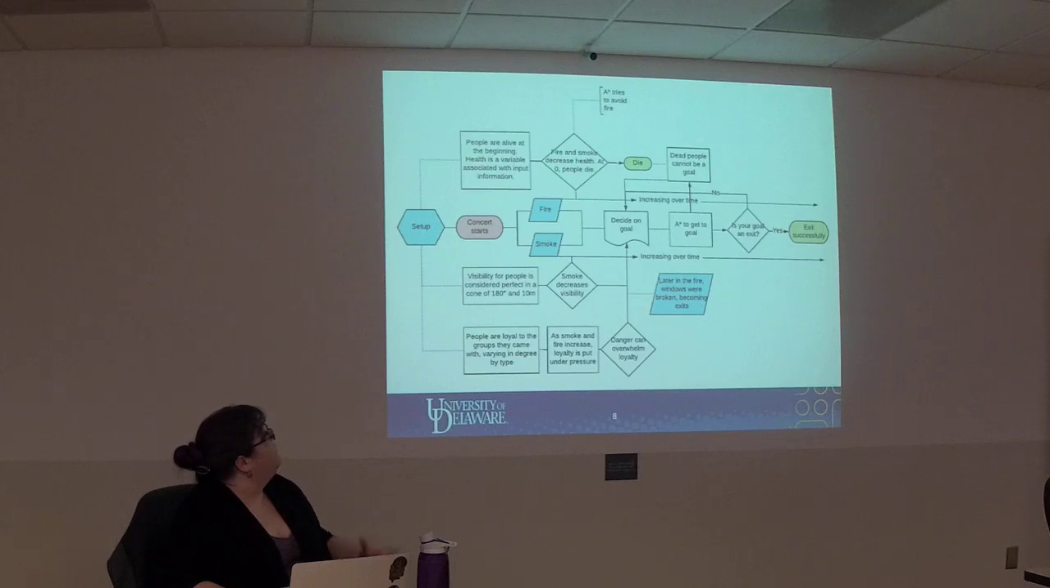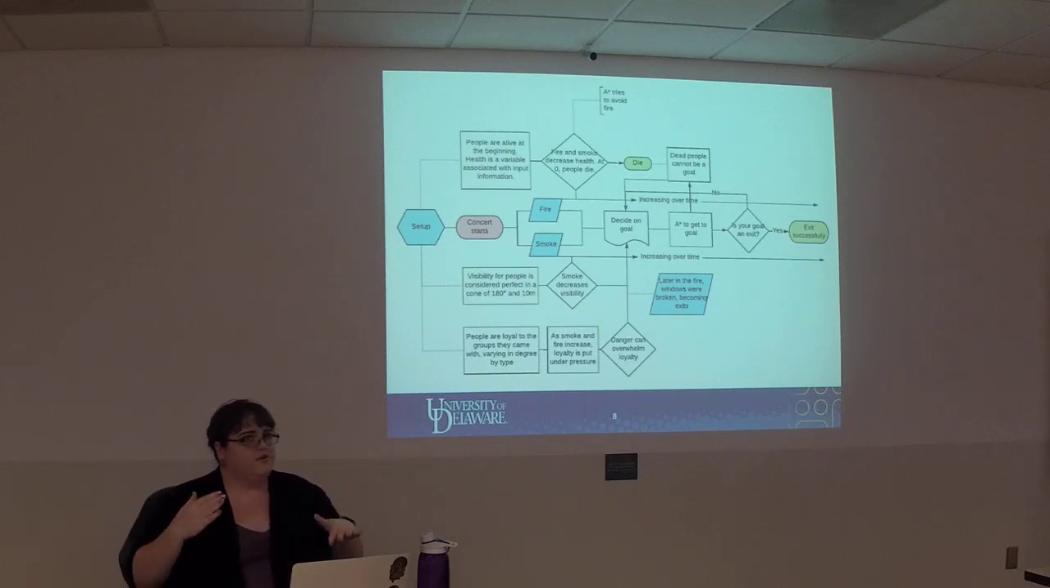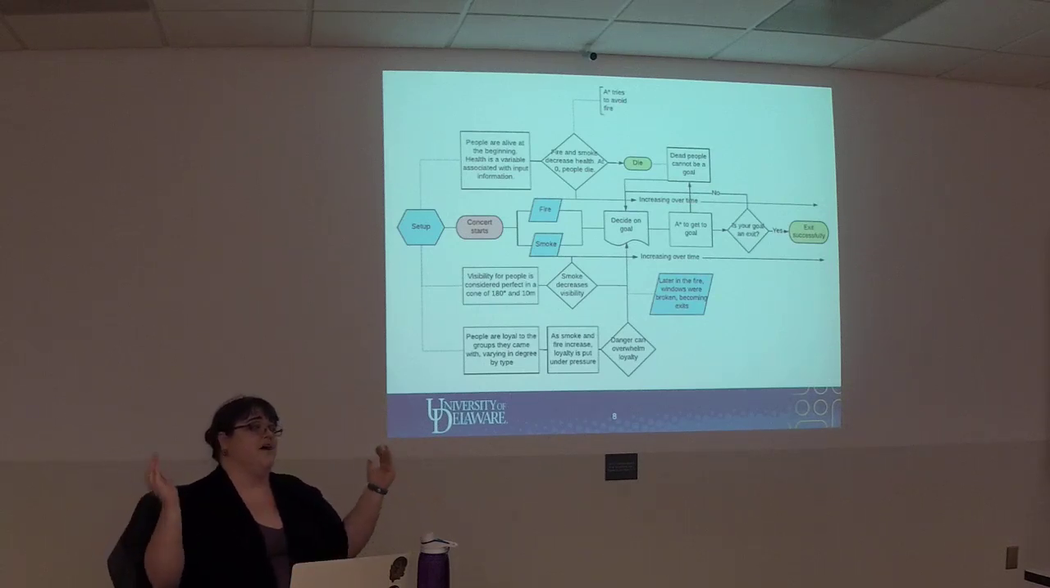And then visibility is another of the starting conditions. Visibility was considered perfect in a cone of 180 degrees for 10 meters. And that was sort of to average the different heights of people. So some people would be able to see fairly far over a crowd, some people would not be able to see past the person in front of them.